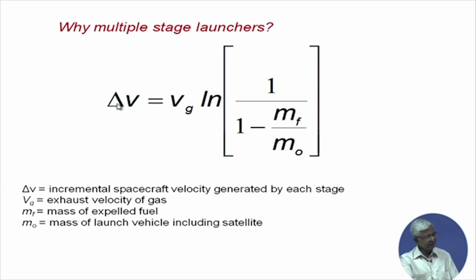To get delta v higher and higher, you have to make the denominator as small as possible. Therefore, this should be as near to 1 as possible, but this mf is getting exhausted, whereas m0 is nothing but the container weight, which is a dead weight. This fuel goes out, but dead weight remains. Some reduction is there, but dead weight remains.